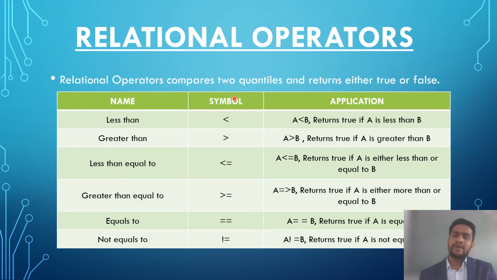Relational operators, we are comparing two quantities between the two operands, which one is greater, which one is smaller, are they equal or not. So we are using symbols here like less than, greater than, less than or equal to, greater than or equal to, when we are comparing whether both the values are equal or not equal.